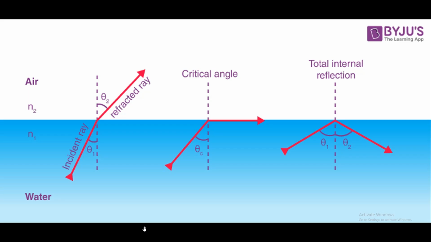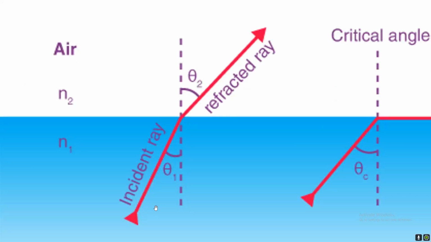Now let's explore these concepts further with the help of an image that illustrates how light behaves as it passes from water to air. On the left side, the light ray starts in water, which is the denser medium, and hits the boundary between water and air. This is called the incident ray, and the angle it makes with the normal, the dashed vertical line, is labeled O1. As the light crosses from water, which has a higher refractive index, to air, which has a lower refractive index, it bends away from the normal.